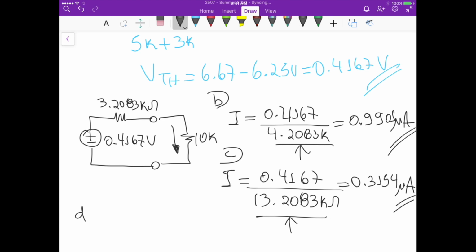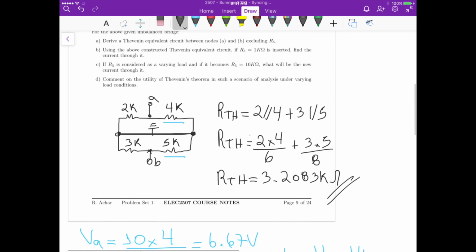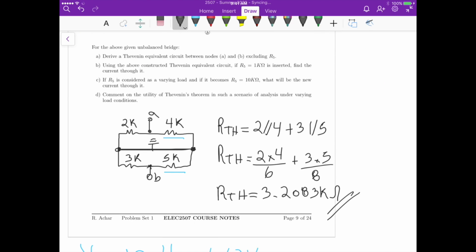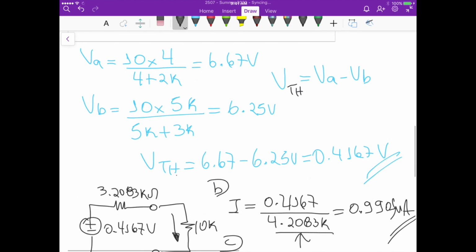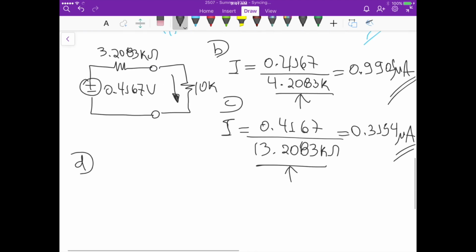Now for part D, it basically asks us to comment on the utility of this Thevenin's theorem in such scenario of analysis under varying load conditions. So one thing is that if we keep changing our load, we can easily calculate the current and the voltage applied through that load if we have this simple circuit, because it's one of the most simple circuits that we might have, right? It's just a voltage source in series with a Thevenin resistance and our load, right?